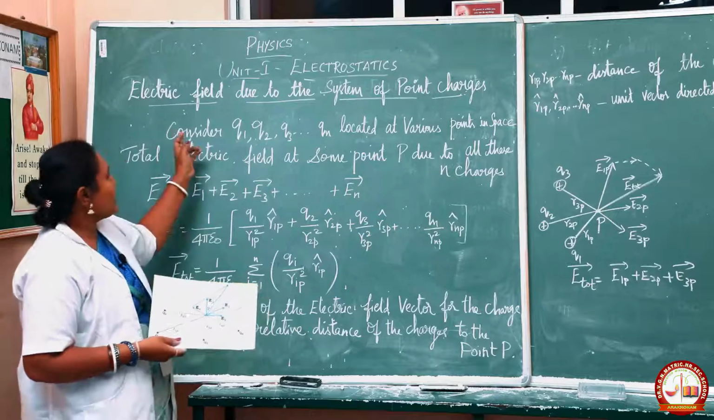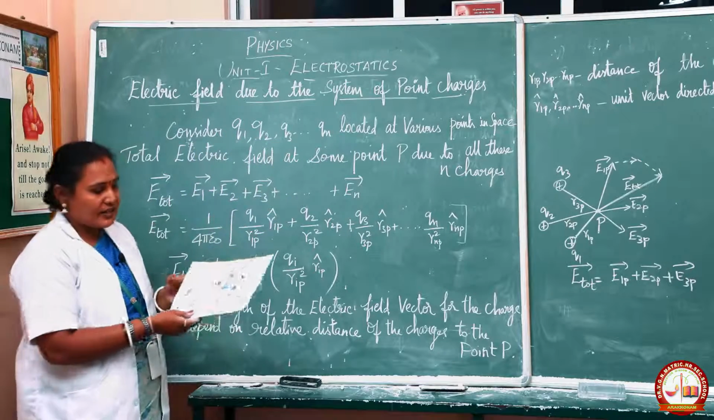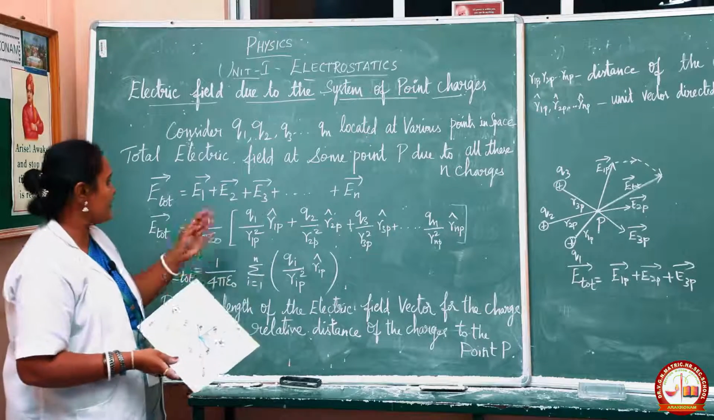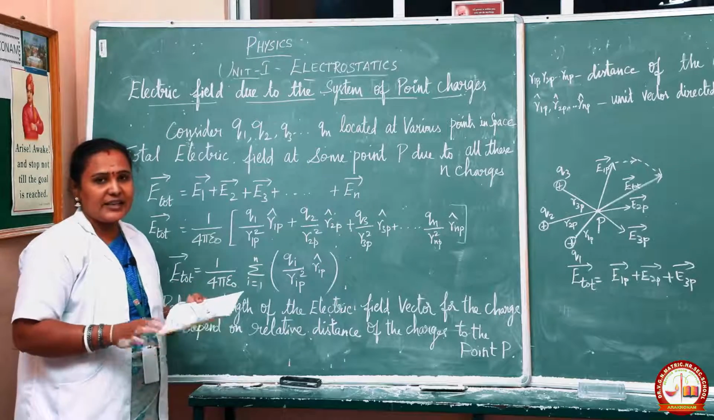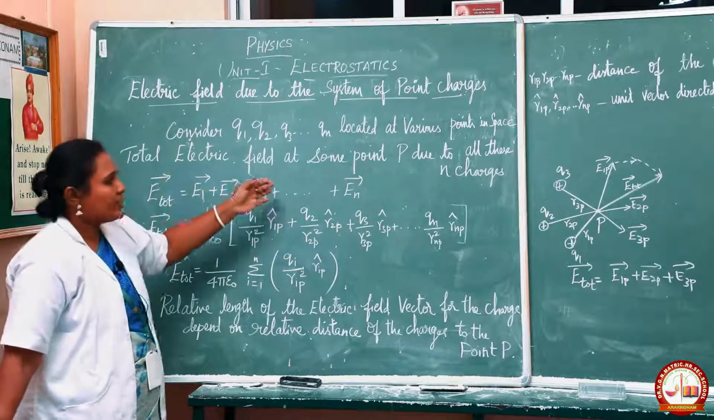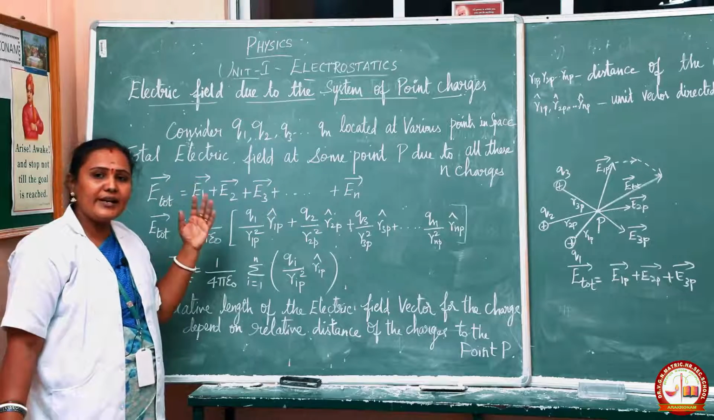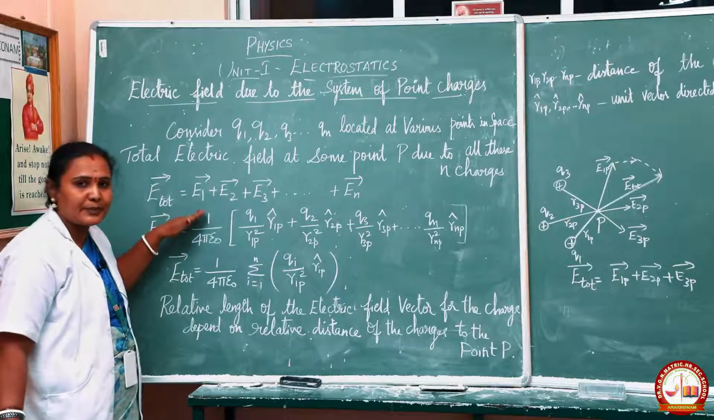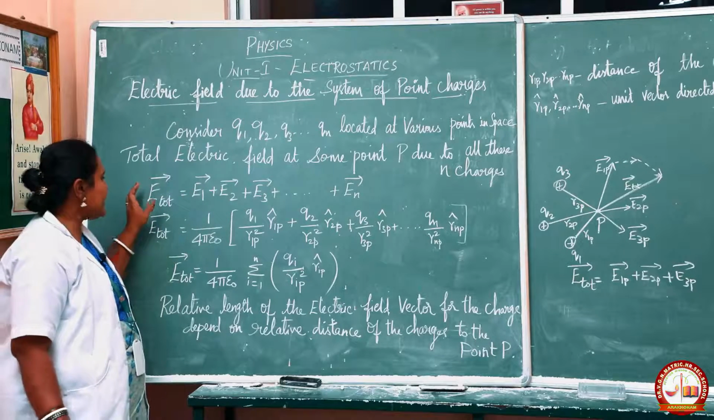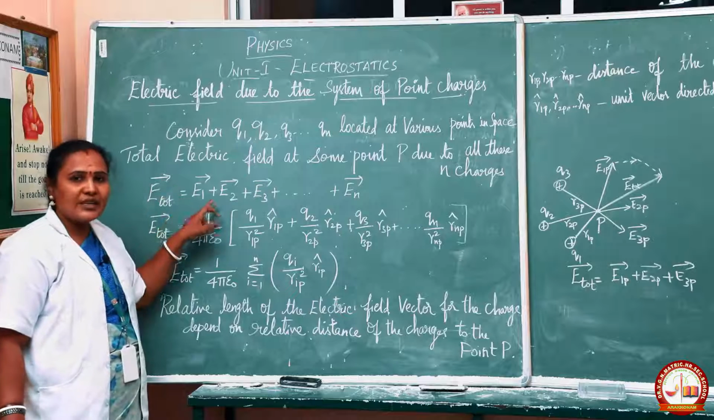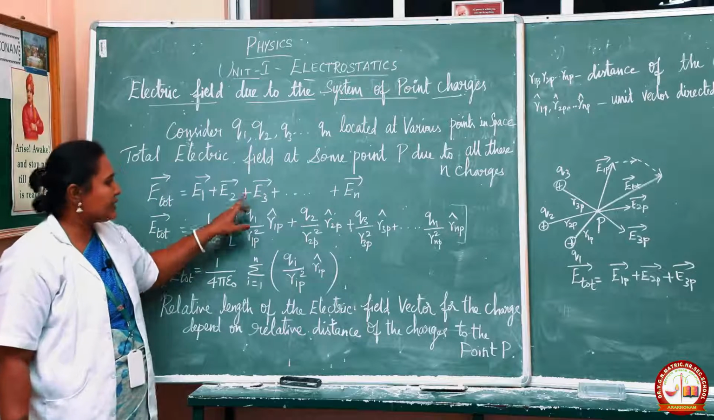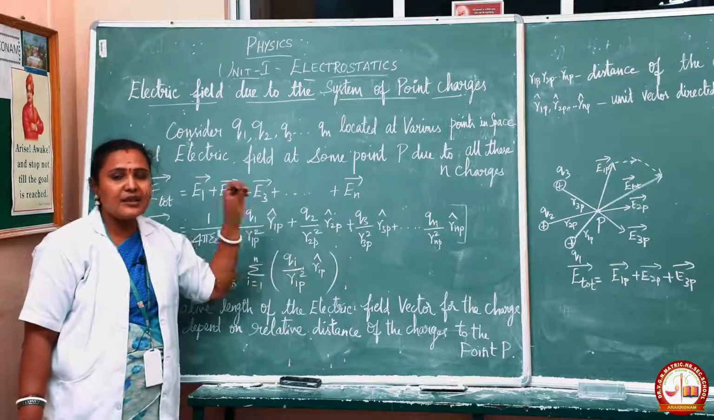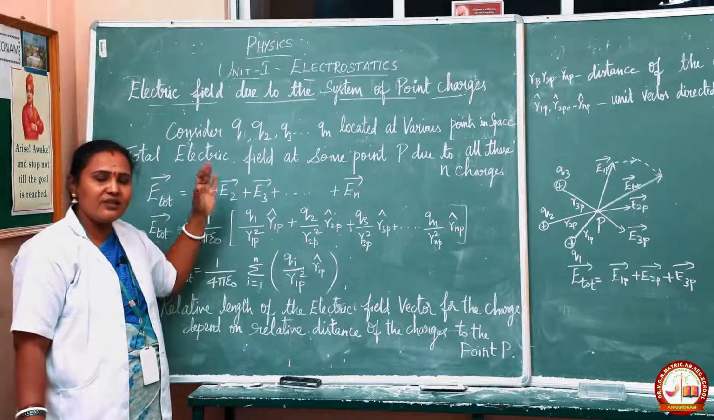Here we are considering Q1, Q2, Q3; there are n number of charges located at various points in space. To find the electric field at some point P due to all the n charges, we apply the superposition principle. E total vector is equal to E1 vector plus E2 vector plus E3 vector and so on up to En vector, because n charges are distributed in space.